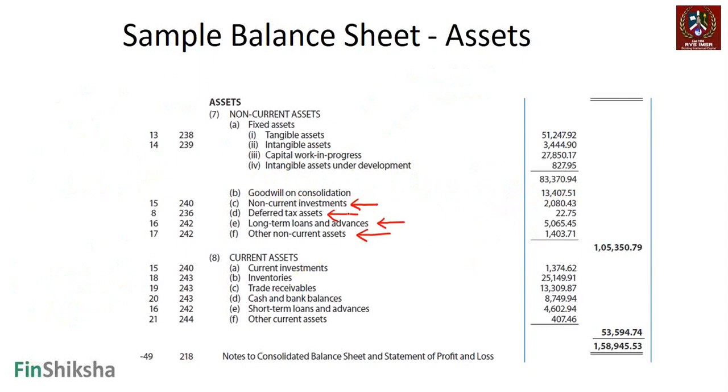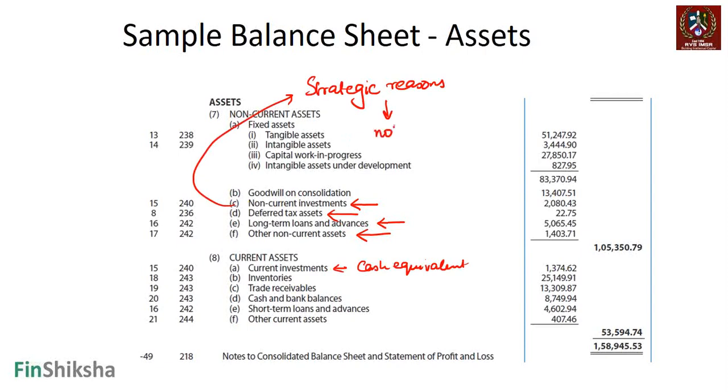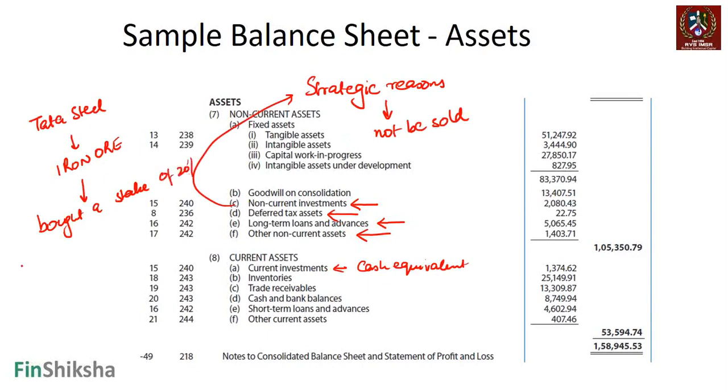Non-current investments, in contrast to current investments, which were effectively kind of cash equivalents, non-current investments are those investments which are made typically for strategic reasons, right? So strategic investments are there. So what is typically going to happen is such investments will not be sold, right? Take an example. Let's take the case of Tata Steel itself, and I'll use a hypothetical example. Steel companies need iron ore as input. So it's quite possible Tata Steel went and bought a stake of 20% in an iron ore mine, right?